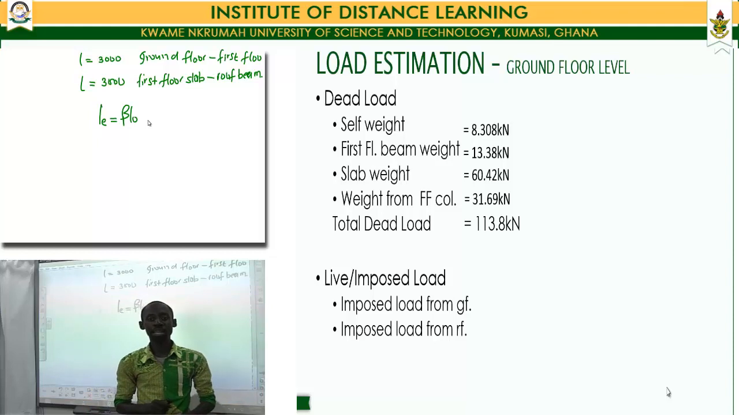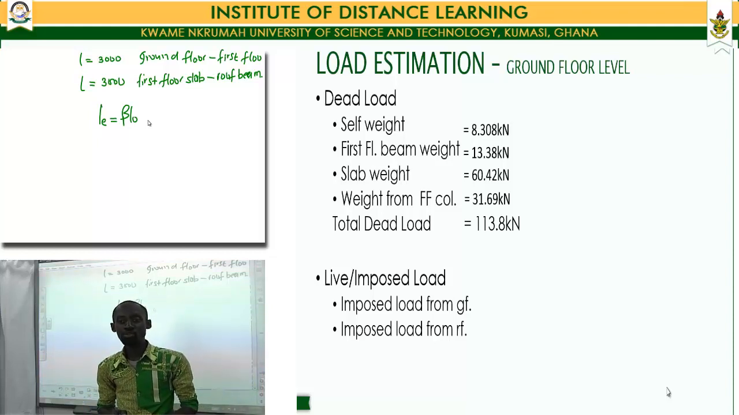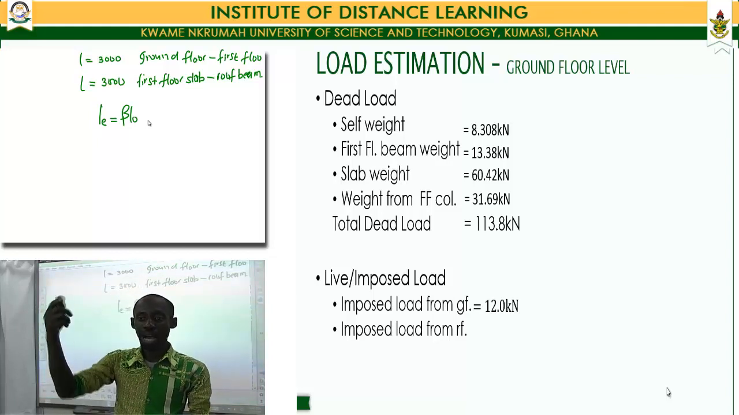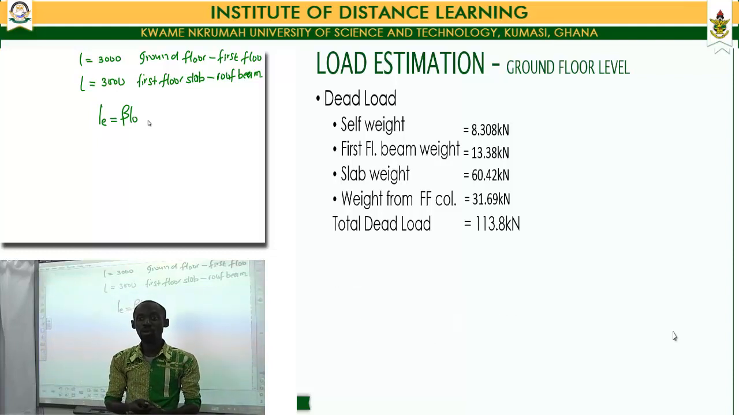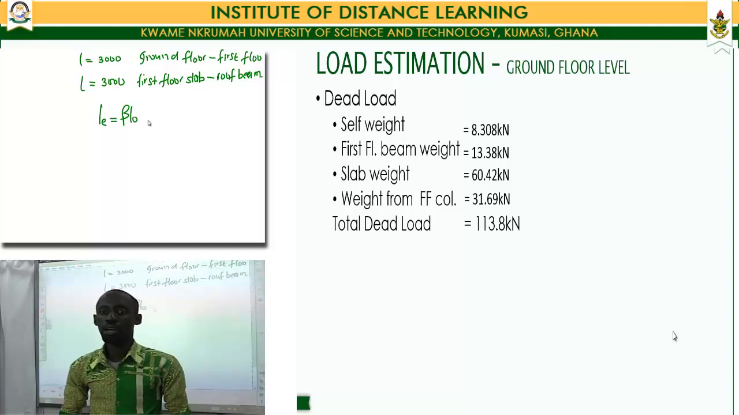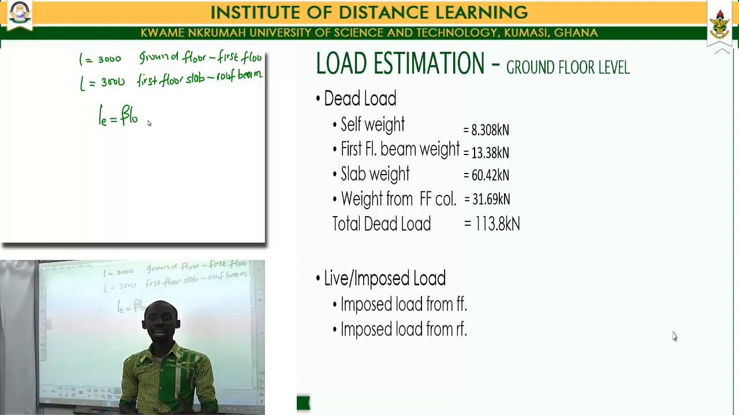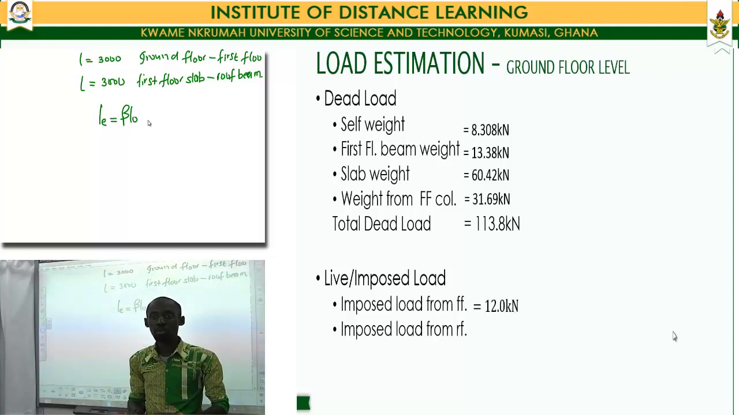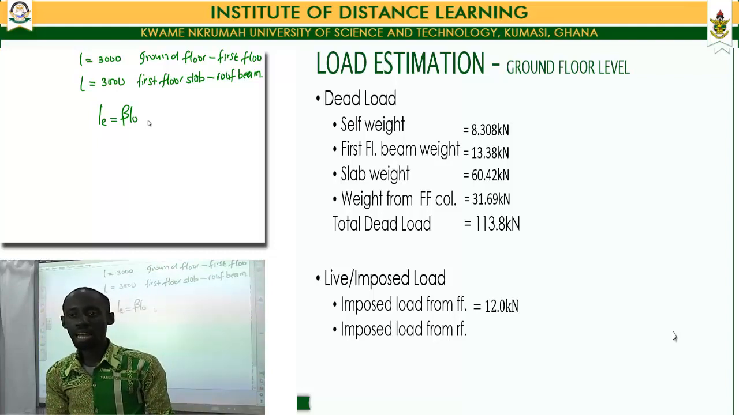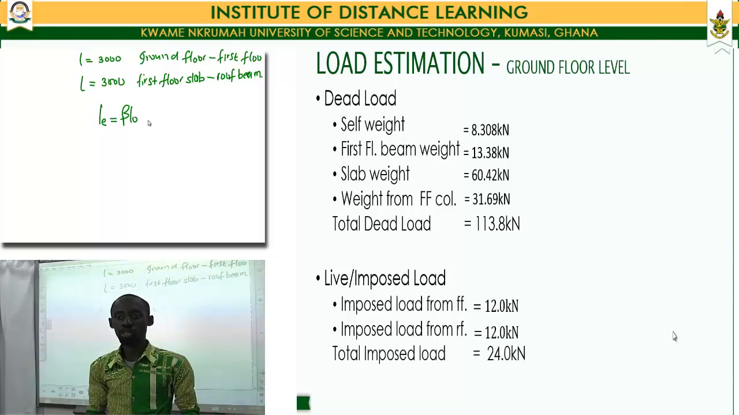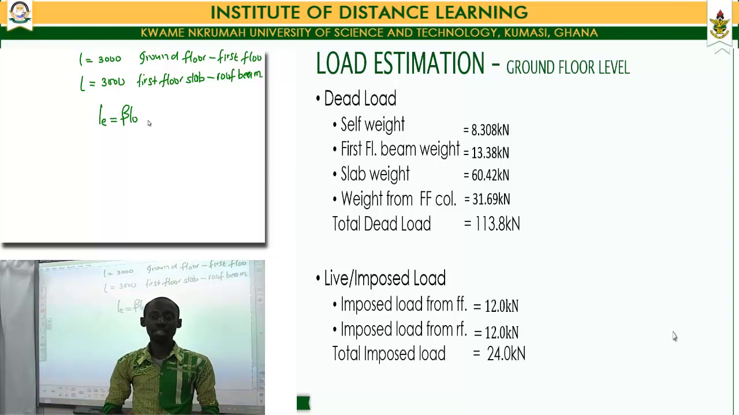Now, moving on, we calculate our imposed loads, and we add the imposed loads from our roof level, from our first floor, and from our ground floor. Having finished with our dead load, we now move on to estimates for our live load. For our live load, we are looking at the live load coming from the roof level onto the first floor, and from the first floor coming downward. From our first floor coming downwards, we have a live load value of 12.0 kilonewtons as we calculated before. Then for the roof also, we had 12.0 kilonewtons. Adding everything together gives us a total live load of 24 kilonewtons.